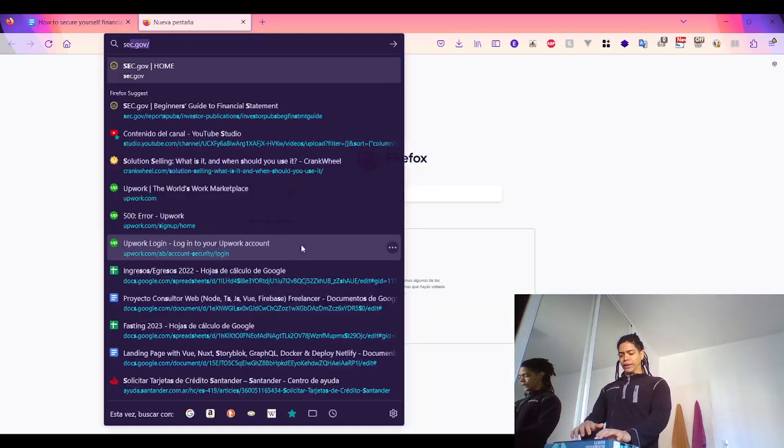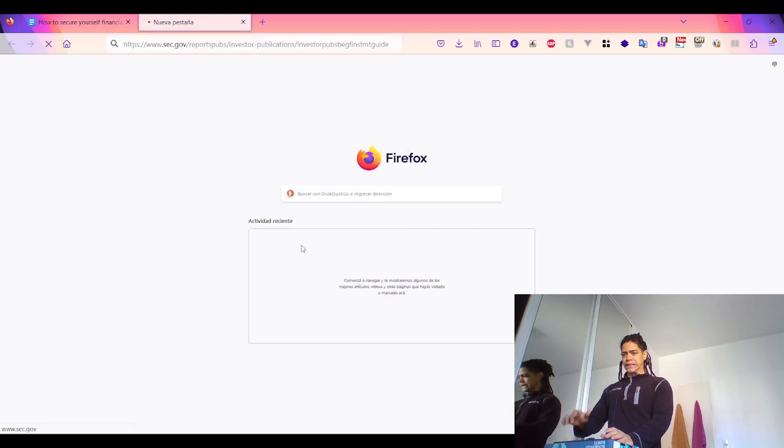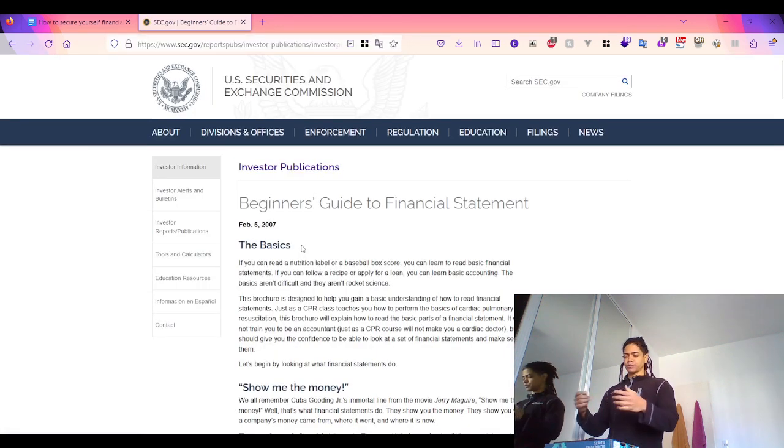So here what I'm going to do is jump straight to the beginner's guide to financial statements, where in these sections from sec.gov, the Securities and Exchange Commission, they explain what financial statements do. They show you the money. Everybody can learn about the basic parts of financial statements and how to read them. If you're able to read a nutritional label or a baseball or soccer box score, you can learn to read the basic parts of financial statements.